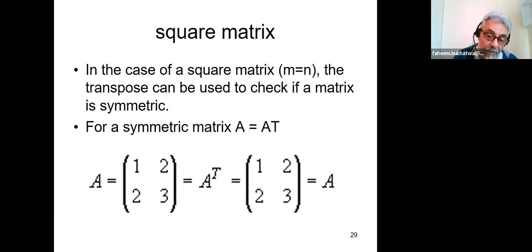So this is a square matrix and a symmetric matrix. If you want to know whether it is symmetric, transpose it, replacing its columns with its rows. You'll find that it did not change. It's the same.